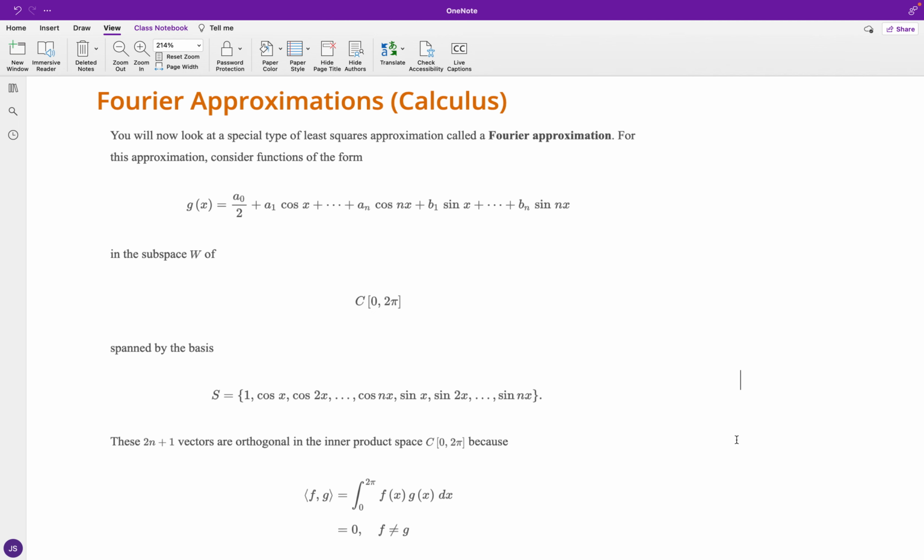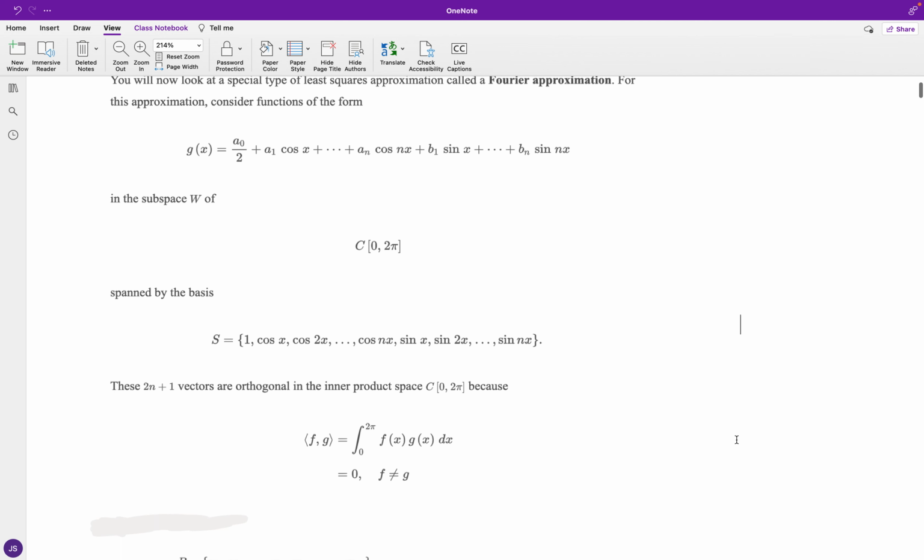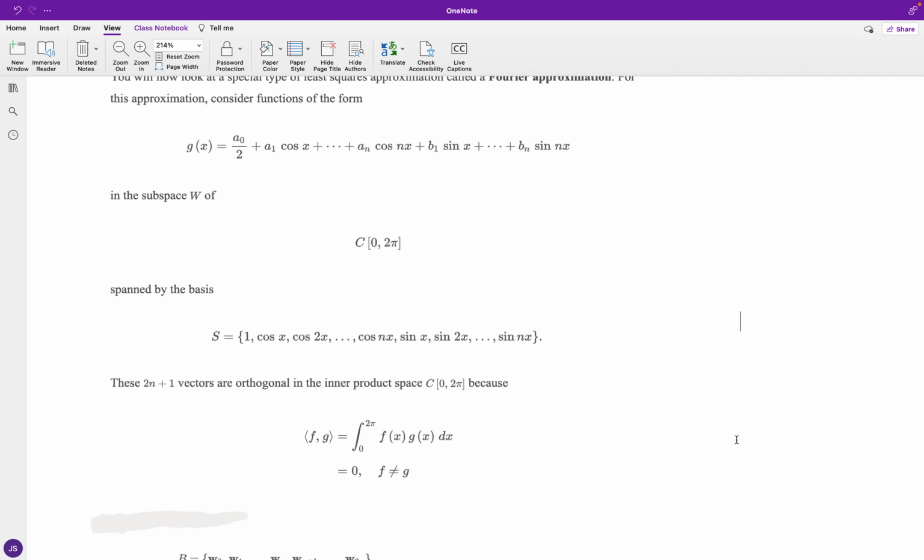between 0 and 2π radians, because the inner product of f and g is going to be equal to 0, where f and g are distinct from each other. So you have orthogonal where the product is equal to 0.